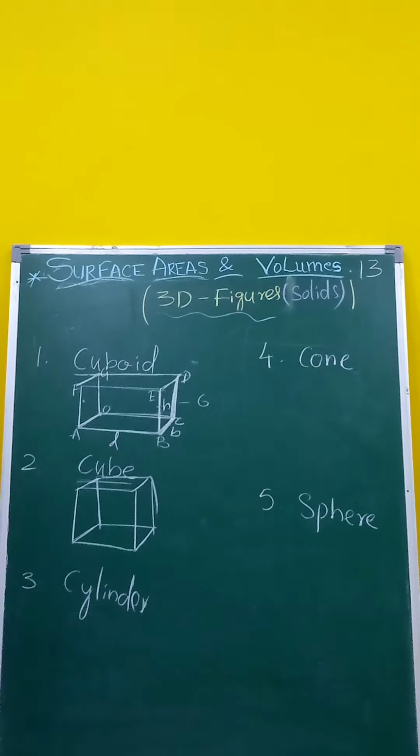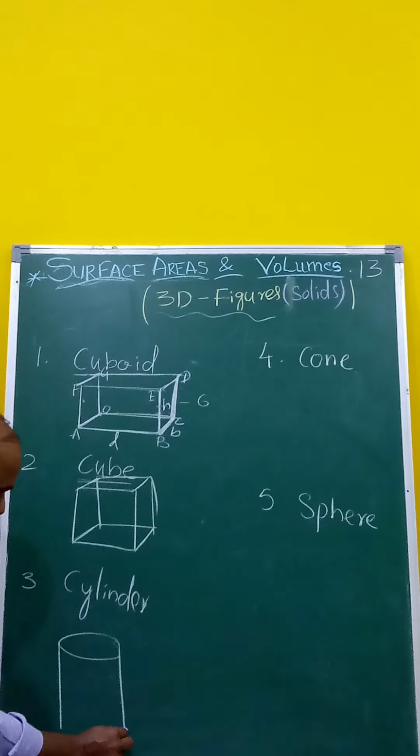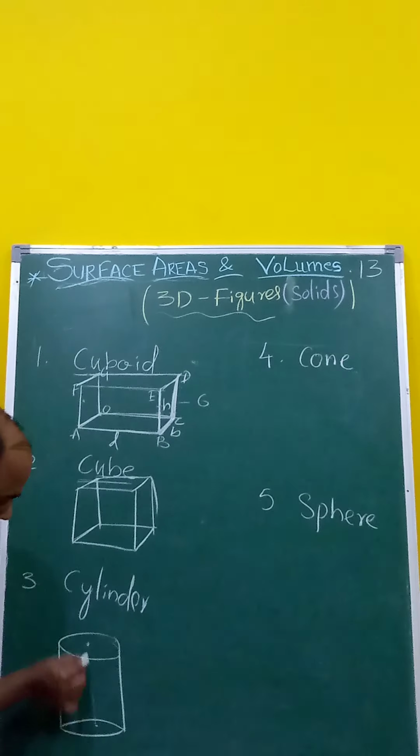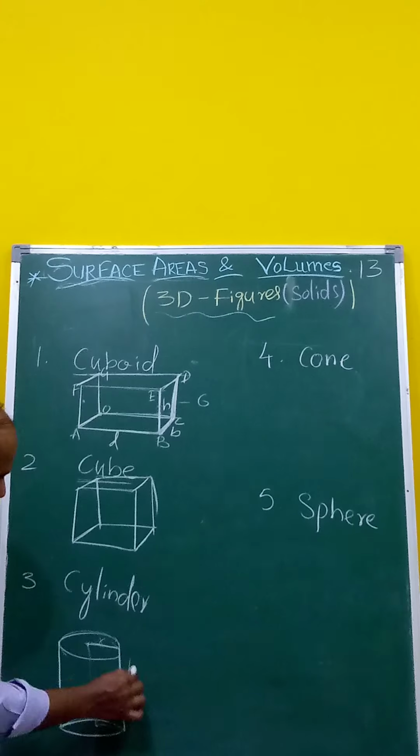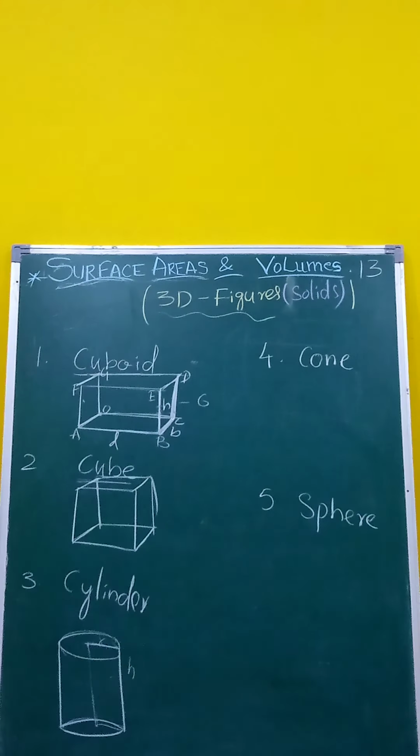Here also the same. Now come to the cylinder. For example, a gas cylinder. It has a circular part, upper and down, with a radius, and this one is the total height. These are the figures you already know. Now we'll go for the new figures.